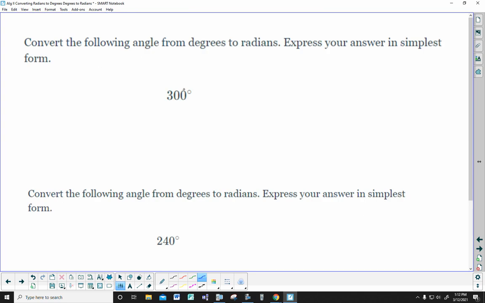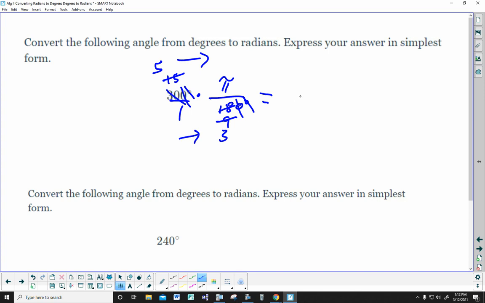Convert this degree into radians. So I want to get rid of degrees, and I want to get radians. So degrees go on the bottom. The degrees can cancel. This zero can cancel. I know you probably see other numbers in there, so how about a 2 can go in there, so 15 and 9. A 3 can go in there, so how about 5 and 3? There's nothing else to reduce, so now you just go straight across. So that's 5 pi over 3, and that's your answer.